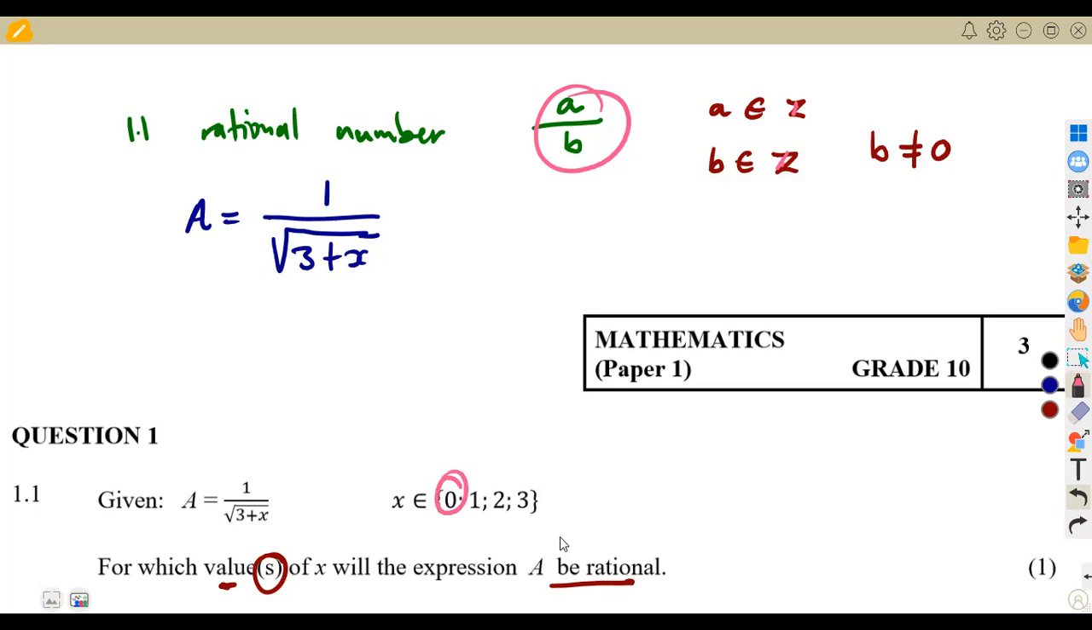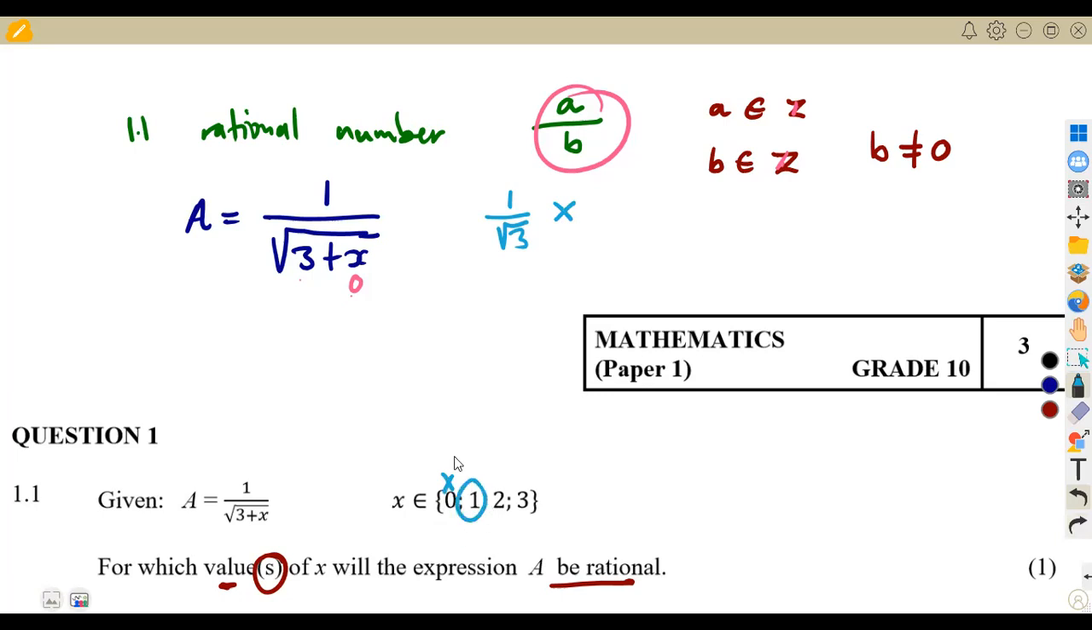Let us start with 0. If we substitute x being 0 here, as we can see, 3 plus 0 is 3. So we are going to remain with 1 over the square root of 3. Let me just write it aside here. Is the square root of 3 a whole number? It is not a whole number. It is not an integer, because we're talking about positive or negative whole numbers. So the square root of 3 makes this number not rational. The denominator there is supposed to be an integer. So 0 is totally out.